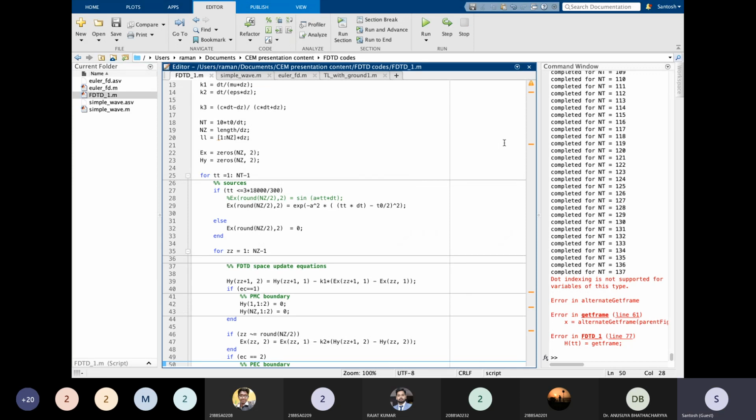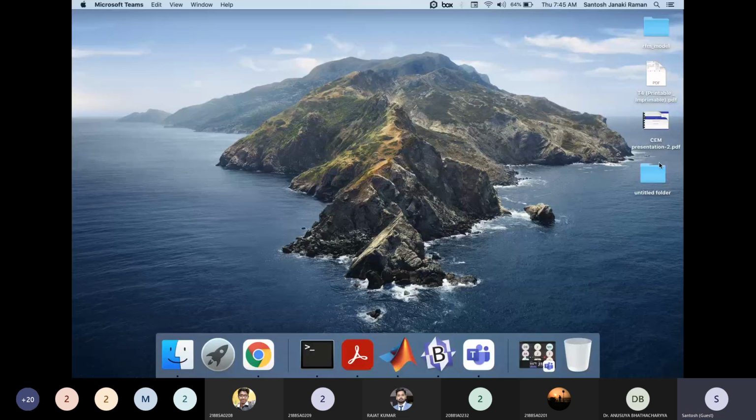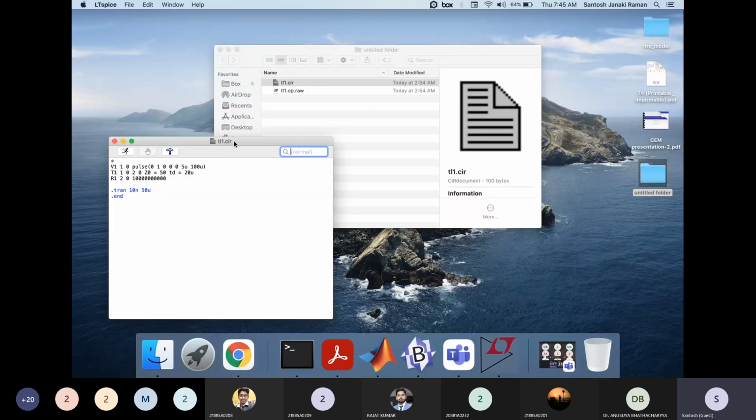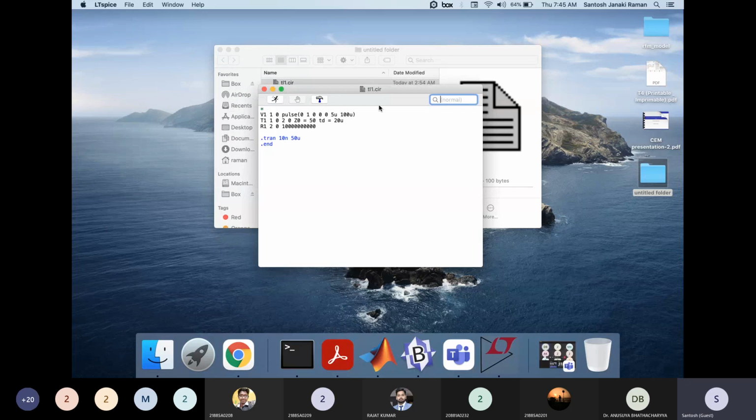I'll just give a small brief example here. I don't know if many of you are familiar with the transmission line theory, but I'll just give a simple example of what happens. Are you able to see TL1.CIR?